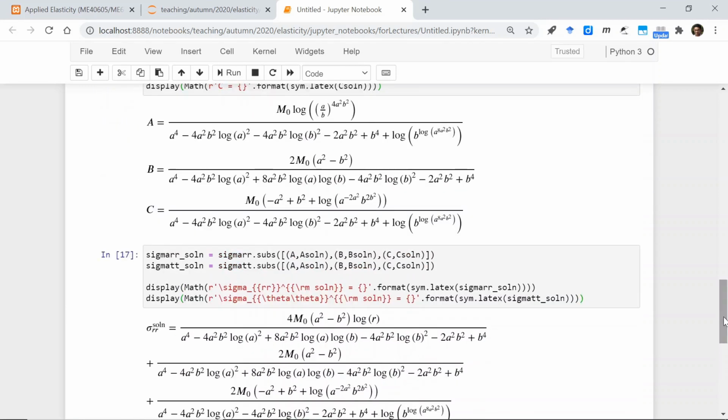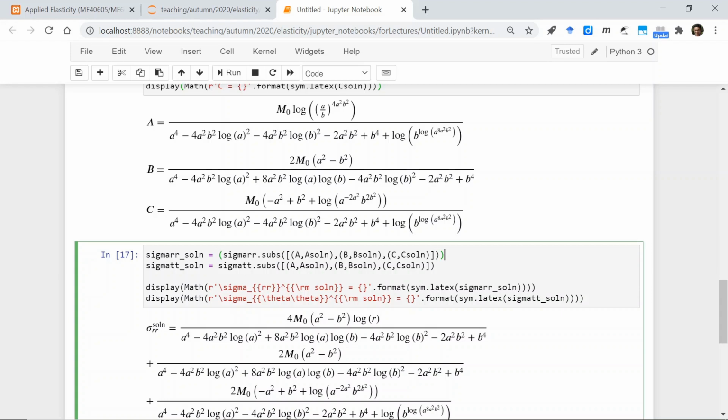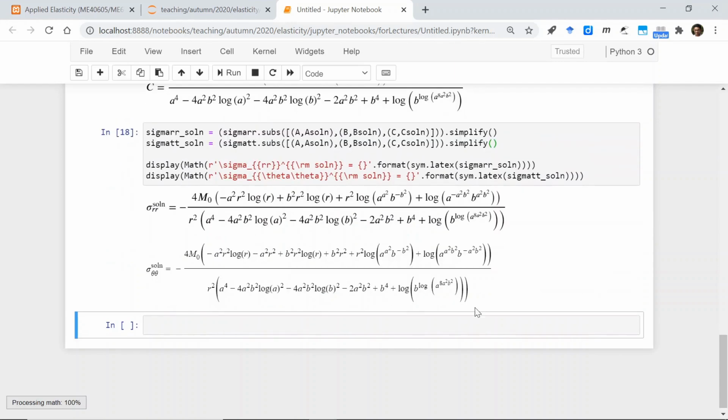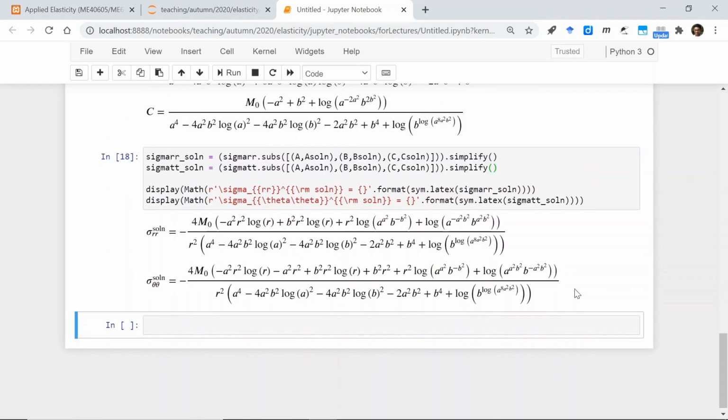So let's see what happens if we try to simplify these expressions. All that you have to do is ask SymPy to use the simplify command. Let's see if this gives us anything better. So this is somewhat better looking.